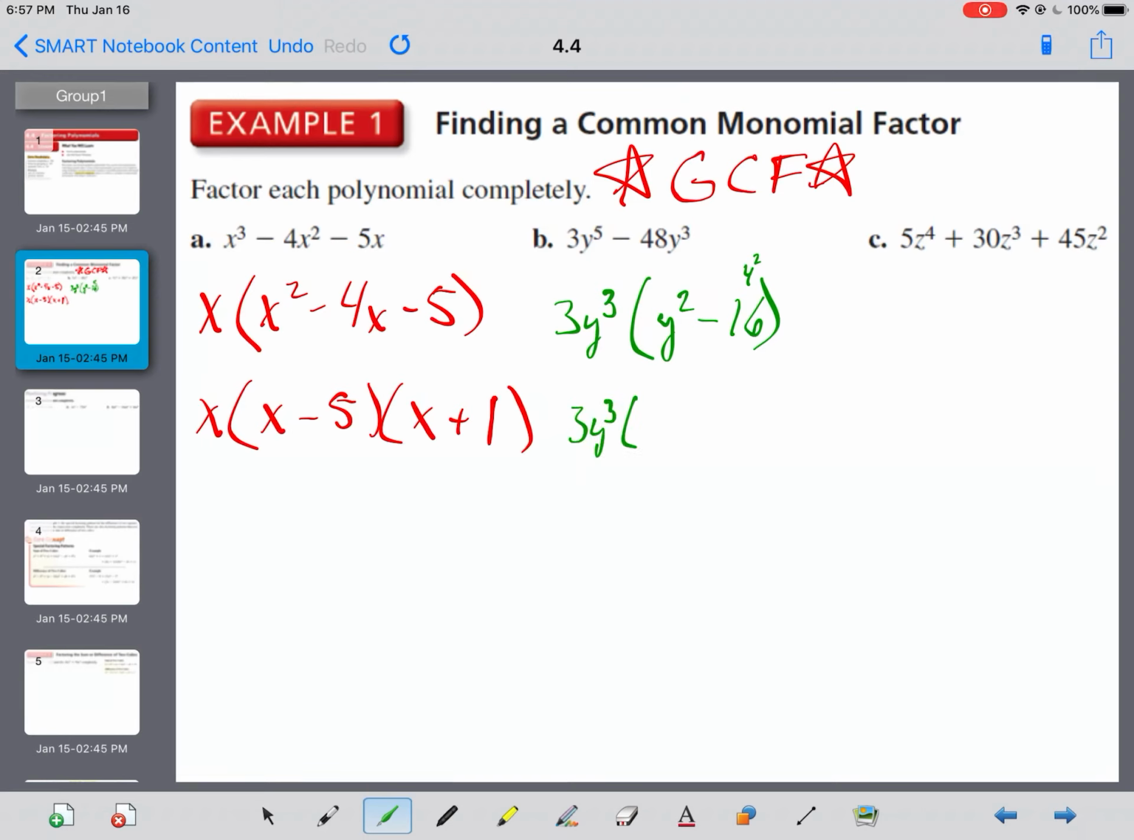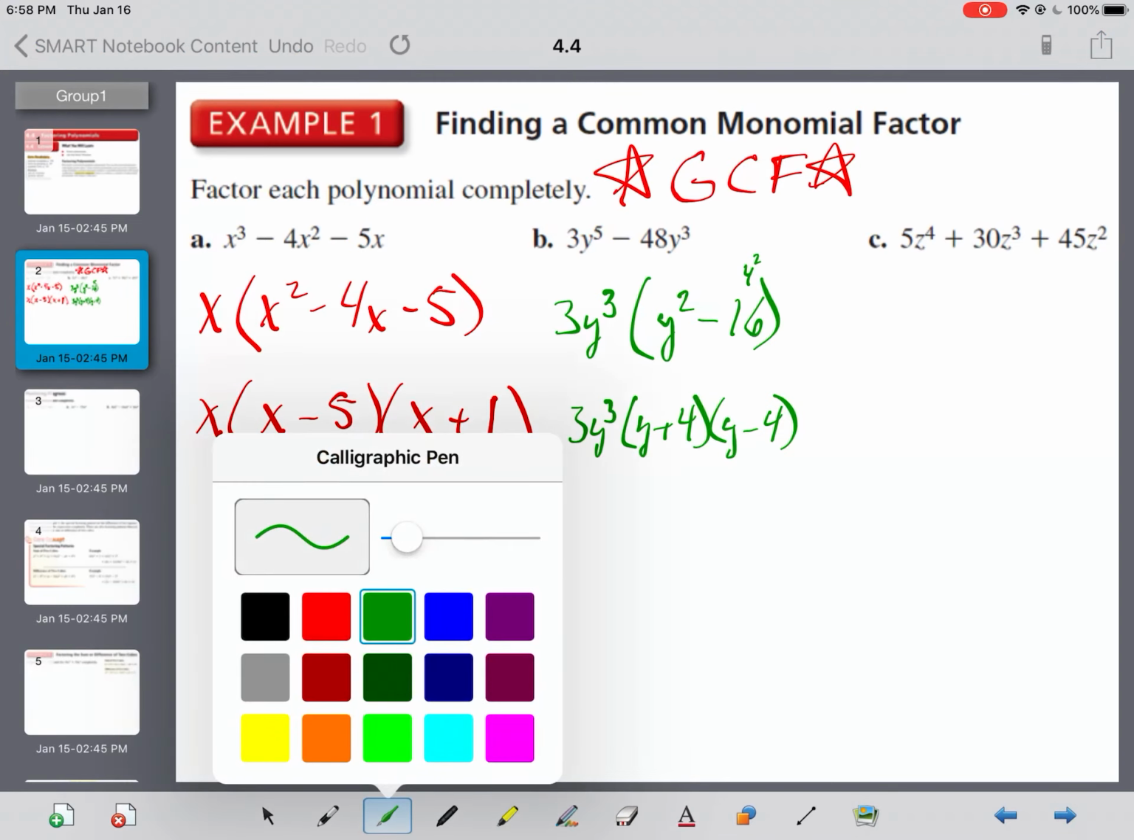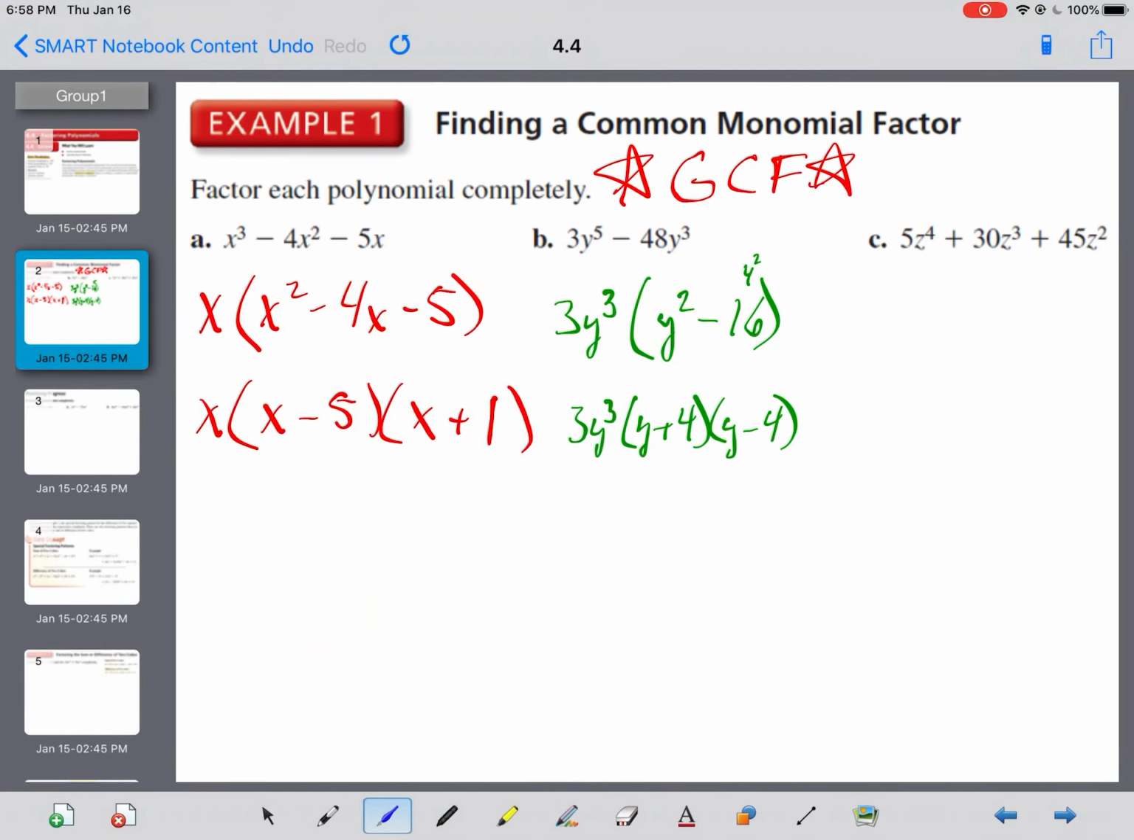So that's 3y to the third. And then in each parenthesis, one gets a y. Each one gets a 4. One's plus, one's minus. That's the difference of squares.